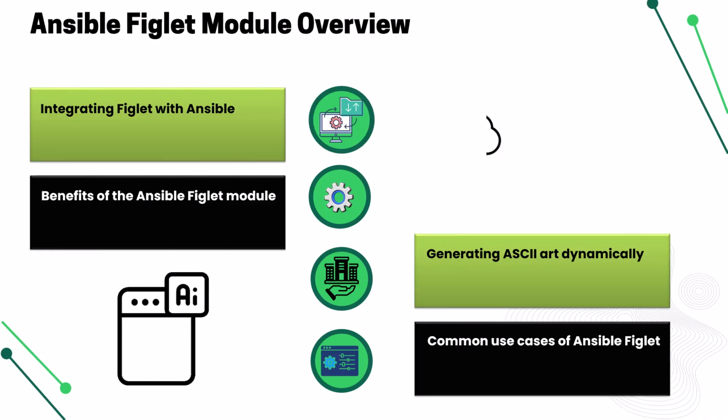Now we're combining automation with creativity. The Ansible Figlet module lets you transform text into ASCII art automatically. Want your scripts to greet you in style? This module does exactly that. It's a small touch, but sometimes small touches make all the difference in keeping workflows engaging.